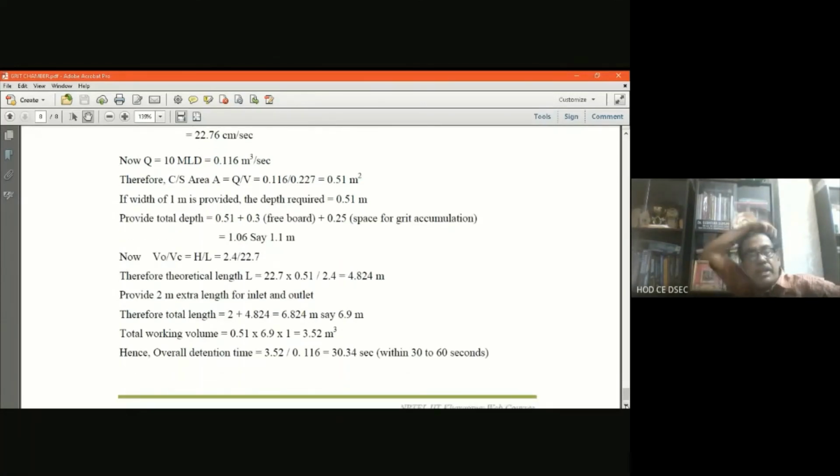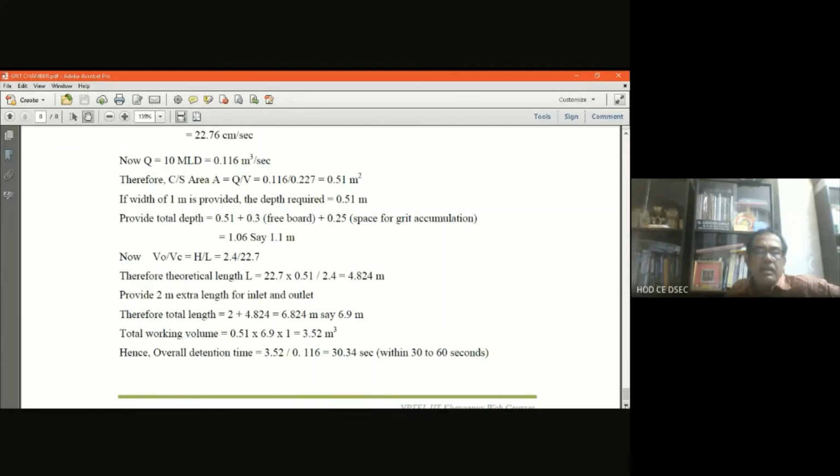Fine. Hence overall dimension detention time is, what is overall detention time? That is V by Q. V by Q is the detention time, and V is 3.52 meter cube and Q is 0.116. So ultimately it will give the overall detention time as 30.34 or 30 seconds. So it is quite a relevant answer we have got, because we know the detention time of the grit chamber is between 30 to 60 seconds.